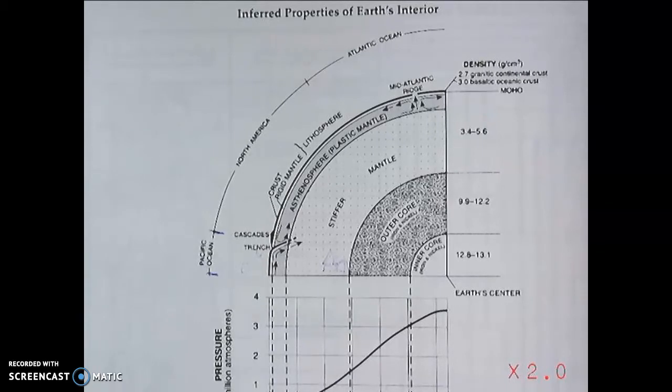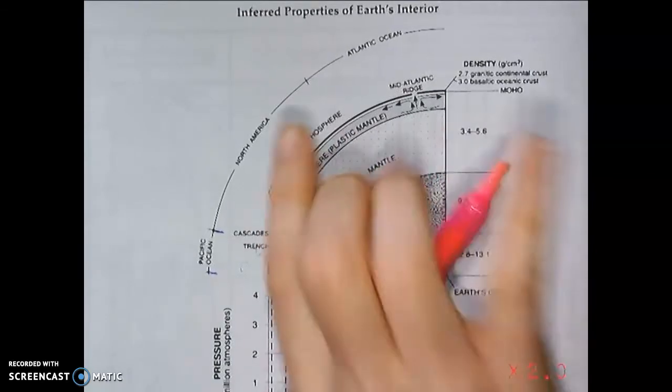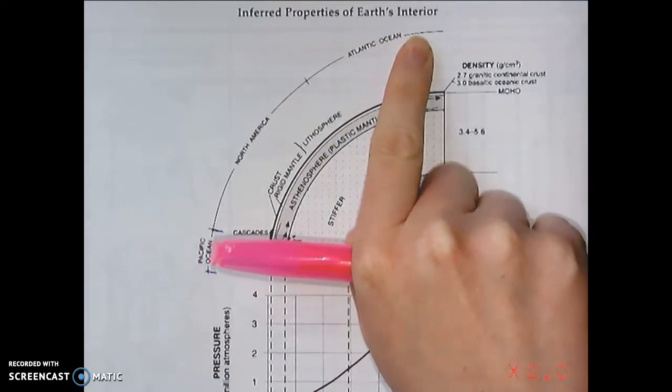All right, class, so to follow along with this video, you're going to need to have your reference table out. If you don't have one with you, you can always click on the link in the assignment and it will bring you to an electronic version of the reference table. But we are going to be on page 10 of the reference table. It is called the Inferred Properties of the Earth's Interior.